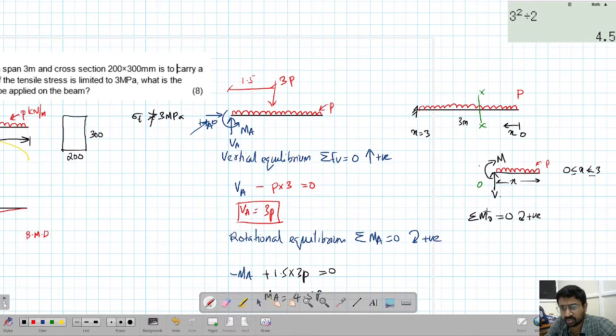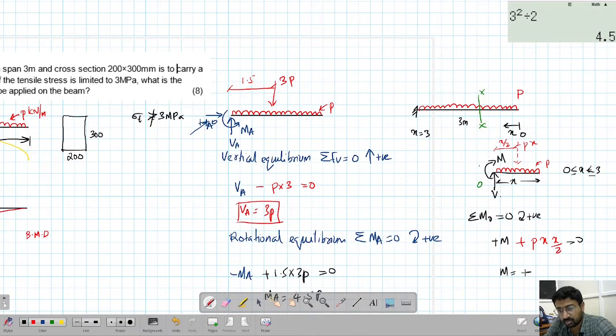Now we will find rotational equilibrium about O, so that we can avoid this shear force. At O we have a clockwise moment, so that will be positive, plus M. Then we have a clockwise UDL. The net value will be P into X, acting at X by 2. Force into distance gives P into X by 2. It is also clockwise, so it is also plus. So this equals 0.